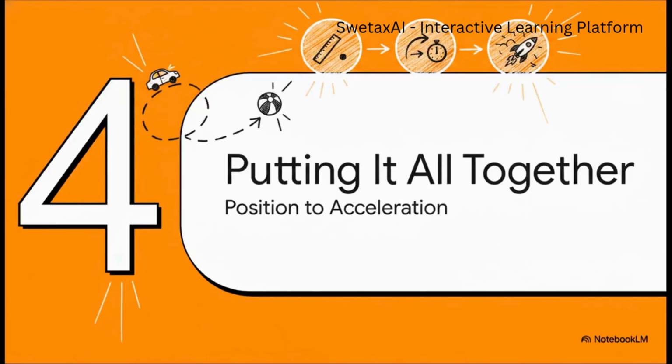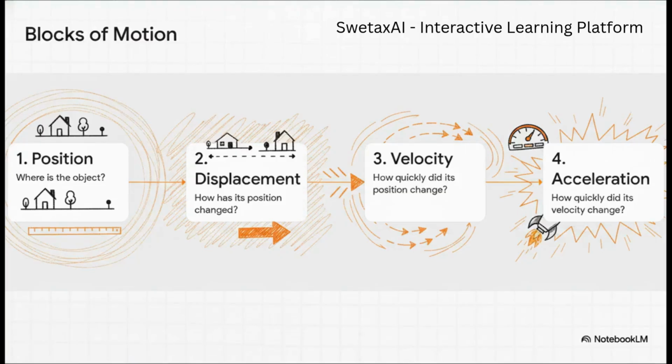Okay, let's take a step back and see how these 3 blocks snap together perfectly to tell the complete story of motion. It's really elegant how each idea just builds right on top of the last one. You start with a position. Then you measure the change in that position, and you get displacement. Then you figure out how quickly that displacement happened, and that's its velocity. And finally, you track how the velocity itself is changing, and that is acceleration. See, it's a complete story from start to finish.